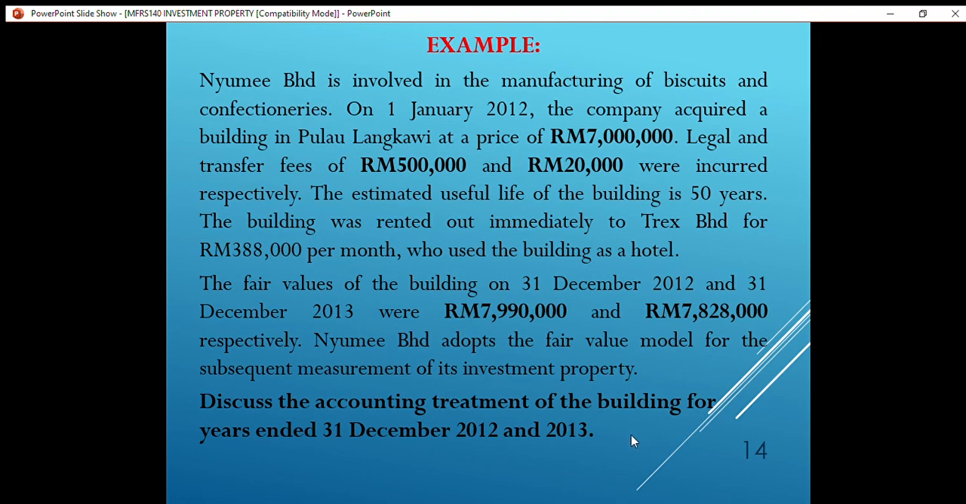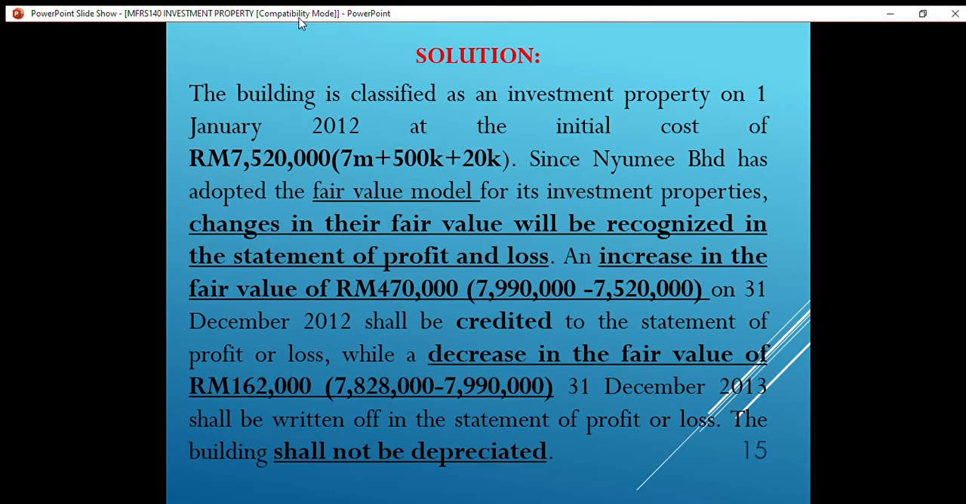The answer for this question: the building is classified as investment property on 1st January 2012 at the initial cost of 7,520,000. That is 7 million, the purchase price, plus 500,000 plus 20,000. These are the initial costs of the investment property. The building can be classified as investment property because it is used for rental.